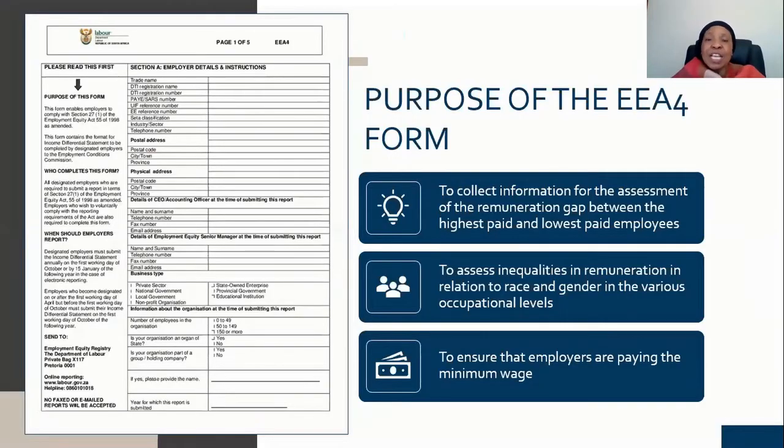The EEA4 form is used to collect information for the assessment of the remuneration gap between the highest paid employee in an organization and the lowest paid employee. That's the first one. The second one, to assess inequalities in remuneration based on race or gender in the various occupational levels. And then finally, to ensure that employers are paying the minimum wage.